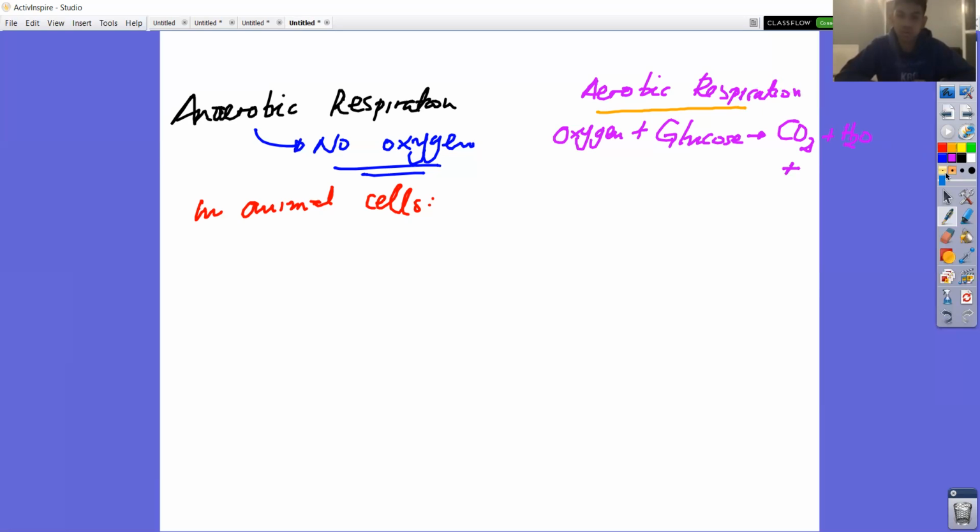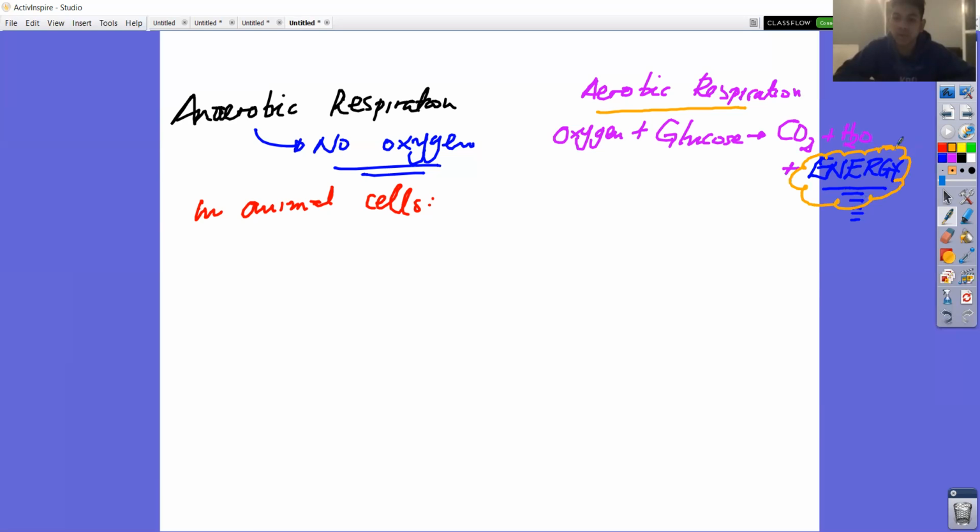Remember, it is something that is displayed by all living organisms. So why do all living organisms want to respire? Any ideas? I've forgotten. Because they want to produce energy. There's nothing you can do, or nothing that any cell can do, without this. That's the key product.